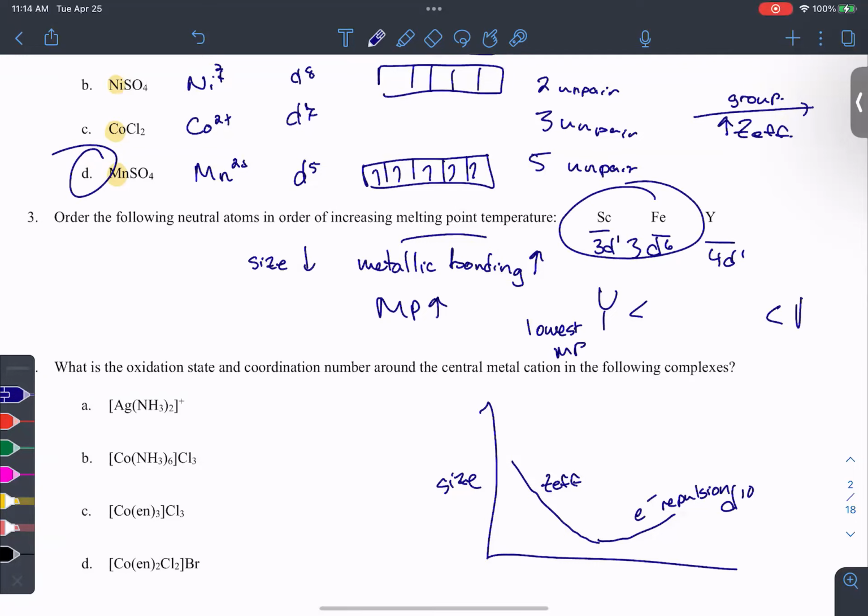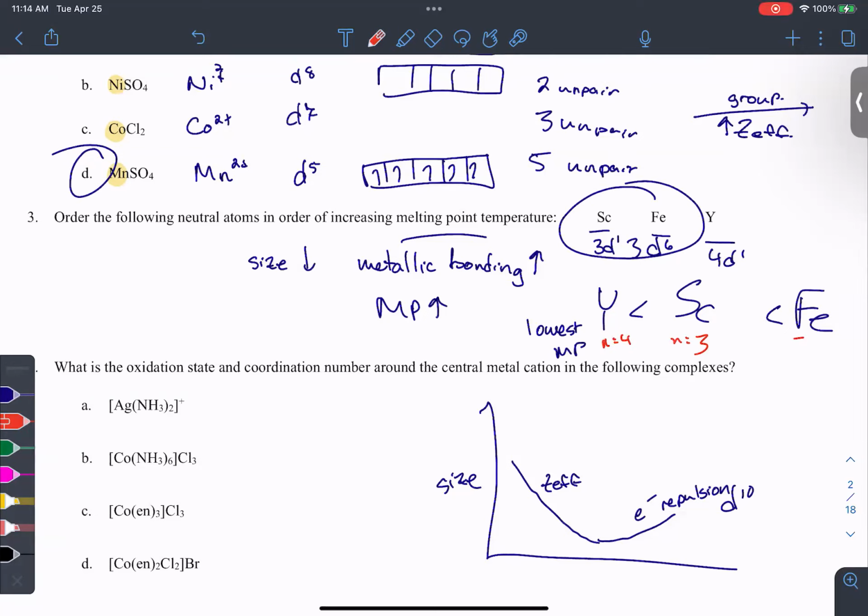Iron is smaller, so it's going to have the highest melting point, and then scandium is in the middle. There we go. So the idea here, scandium is smaller than yttrium because of the n value. So n equals 4 here, n equals 3 for those d electrons, and then iron is smaller than scandium because of the effective nuclear charge.